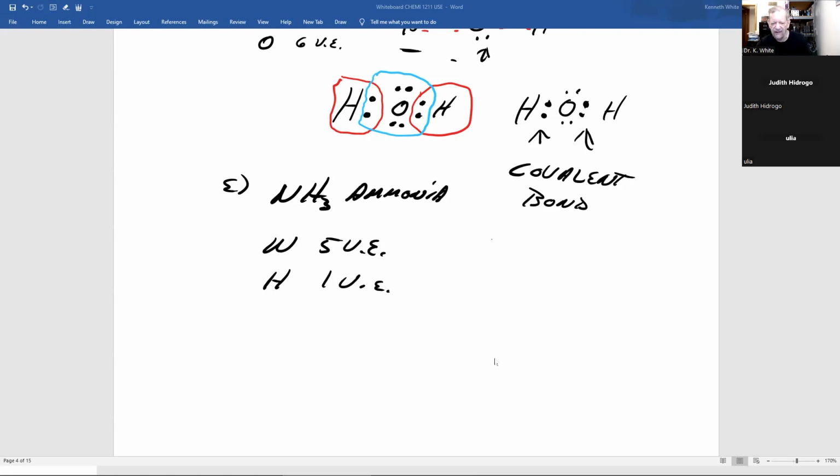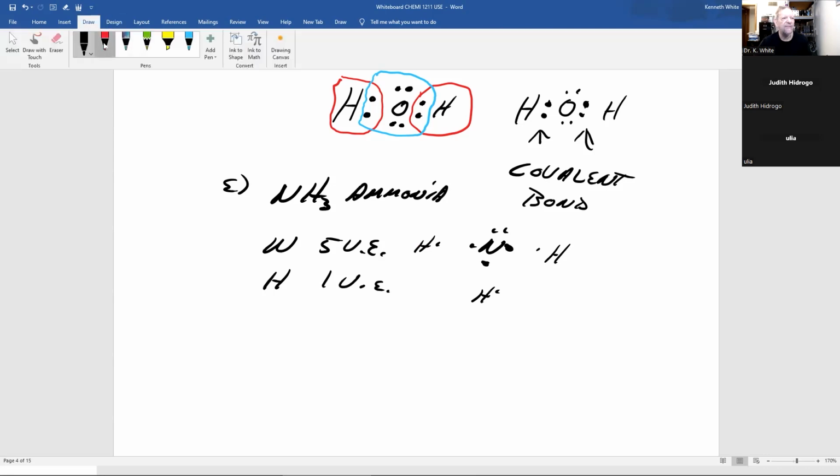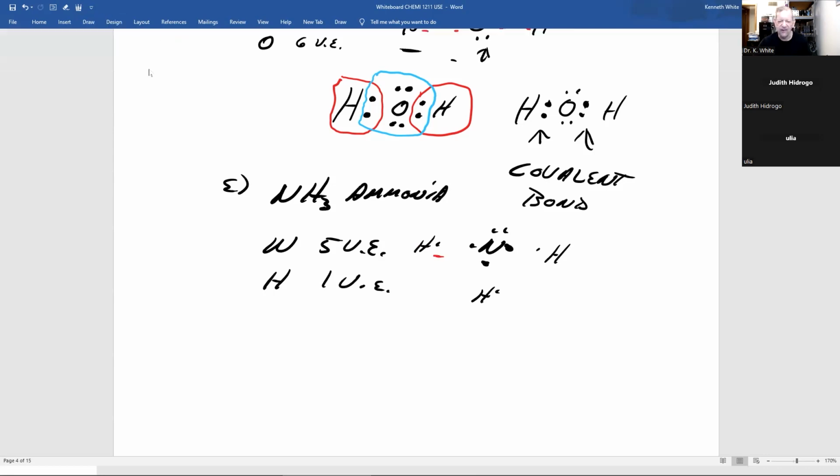I have nitrogen. It has 5 valence electrons. So I'll put one dot on each side and then double up. Each hydrogen, there are 3 of them, has 1 valence electron. And this hydrogen says to the nitrogen, I have a single valence electron. You have one, let's share, and they do. And this one says the same thing, let's share, and they do. And this one does also.